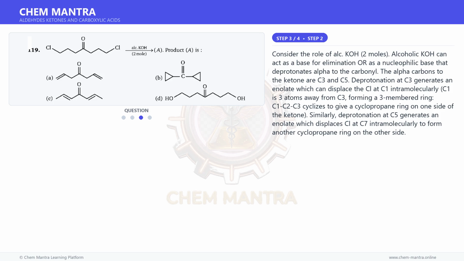Consider the role of alc. KOH, 2 moles. Alcoholic KOH can act as a base for elimination or as a nucleophilic base that deprotonates alpha to the carbonyl. The alpha carbons to the ketone are C3 and C5. Deprotonation at C3 generates an enolate which can displace the Cl at C1 intramolecularly. C1 is 3 atoms away from C3, so the 3-membered ring, C1, C2, C3, cyclizes to give a cyclopropane ring on one side of the ketone.